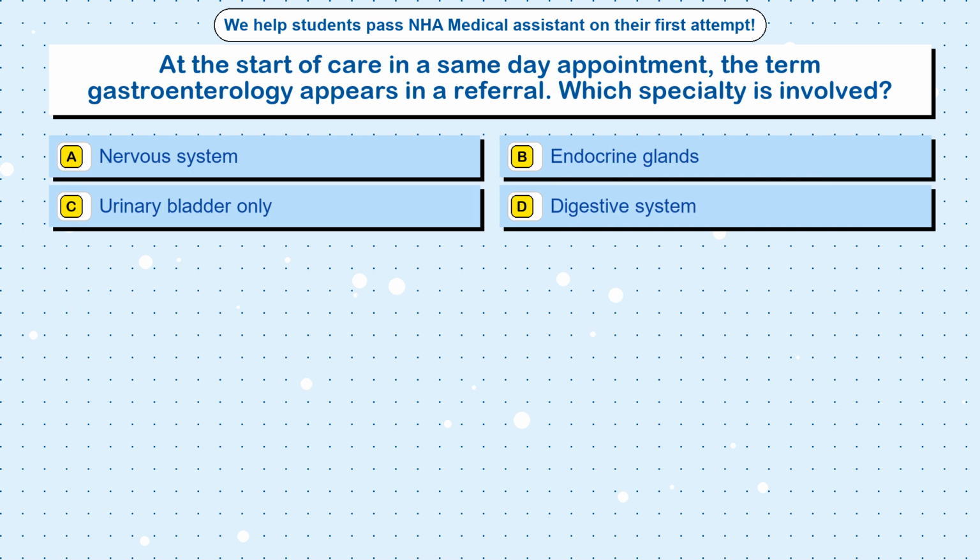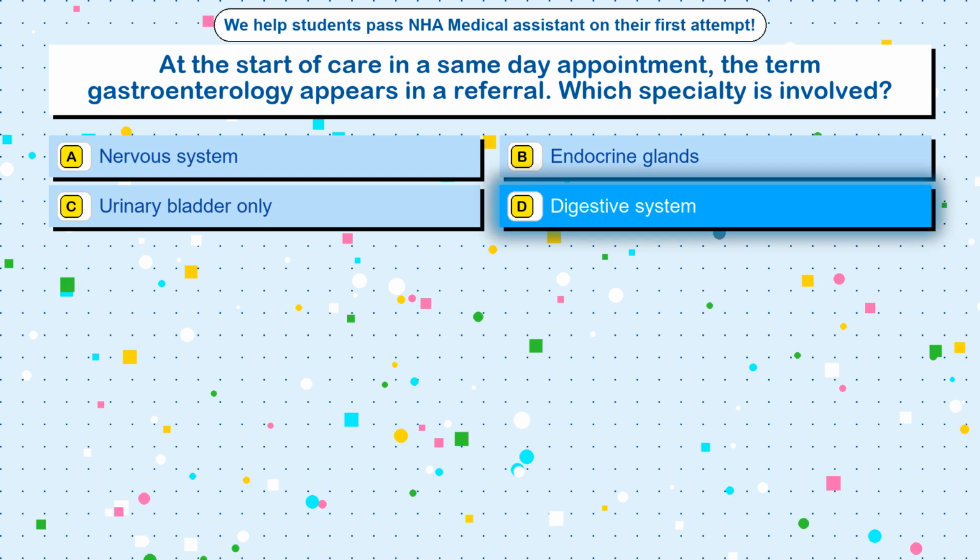Question 29. At the start of care in a same-day appointment, the term gastroenterology appears in a referral. Which specialty is involved? Option A. Nervous system. Option B. Endocrine glands. Option C. Urinary bladder only. Option D. Digestive system. The correct answer is option D.